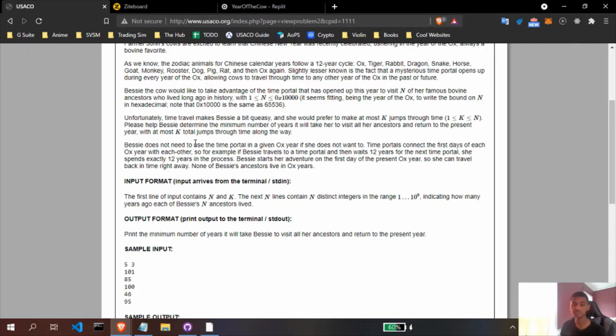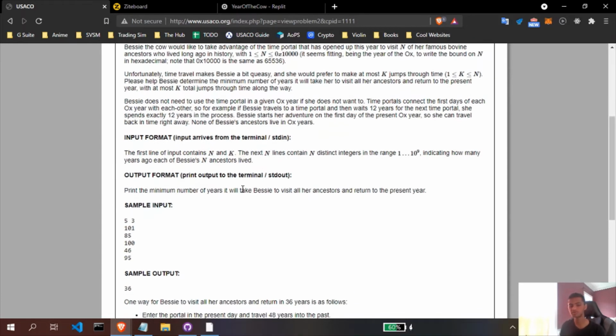It also mentions that Bessie does not need to use a time portal if she does not want to, and the time portal is connected for the first days of each of the ox years with each other, so essentially she can only jump back in multiples of 12. It was also given that none of Bessie's ancestors live in ox years. So given n and k, and also the n years in which the ancestors lived, we're asked to find the minimum number of years it would take Bessie to visit all her ancestors and then return to the present year.